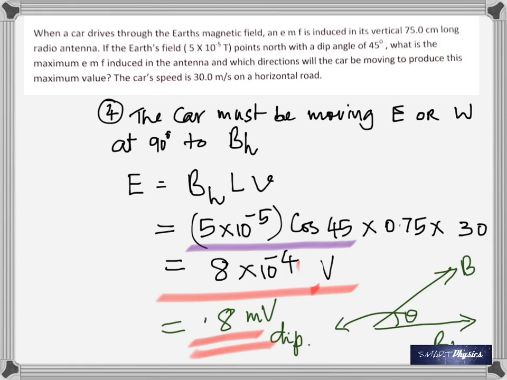Now to find BH as shown in this diagram, you have to take B cos of the inclination. That's why you have B cos 45, and then you get the answer as 0.8 millivolt.